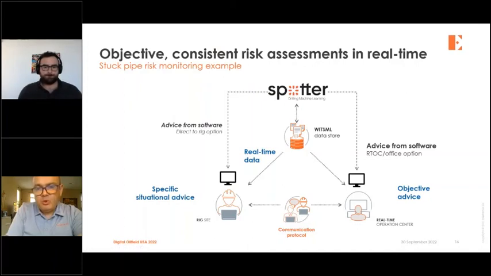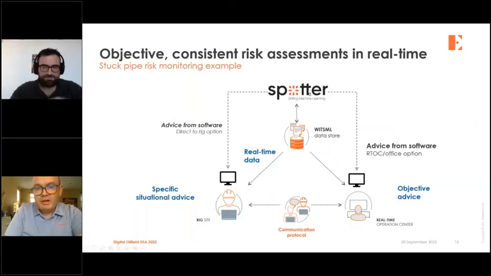A lot of people ask us, what is the communication protocol? How does this work? Okay, so I do see an alarm. What do I do? Again, this is very individual, because every company has their own operational procedures and their own setup. But typically, we read the WITSML data from the WITSML store, and we analyze it. By the way, I forgot to mention that our software name is Spotter, because we spot things.